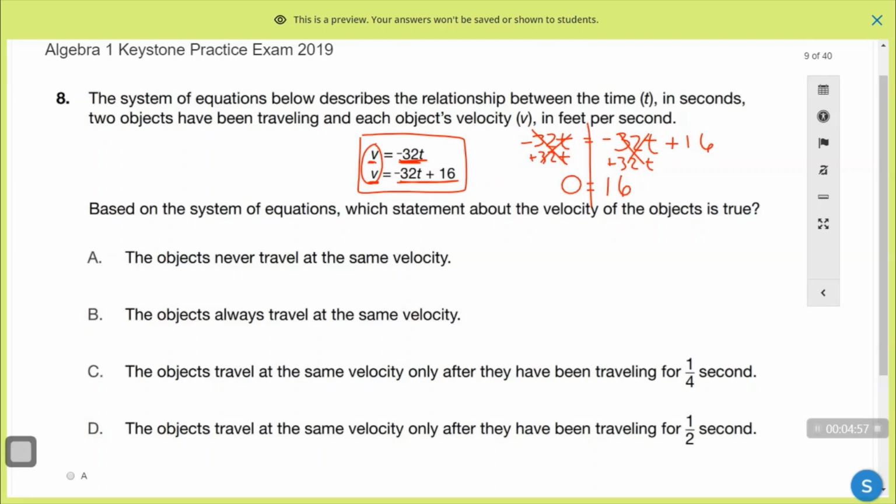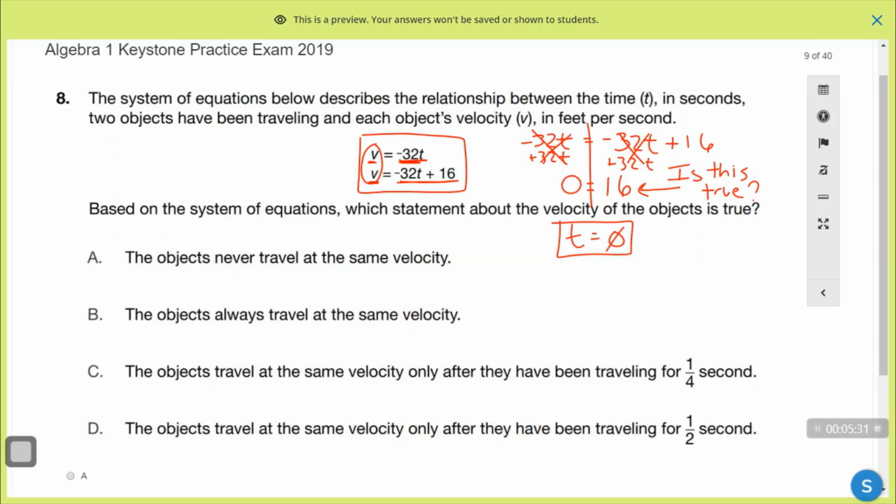When the variables drop out of an equation, we always ask ourselves, is this true? Does 0 equal 16? No, 0 does not equal 16. This is a false statement, and therefore this will never be true. So we have no solution. No value of t, in other words, no time in seconds, would allow our velocities to be equal. That's what we really see here in this situation: there's no point in time when the velocities will be equal.